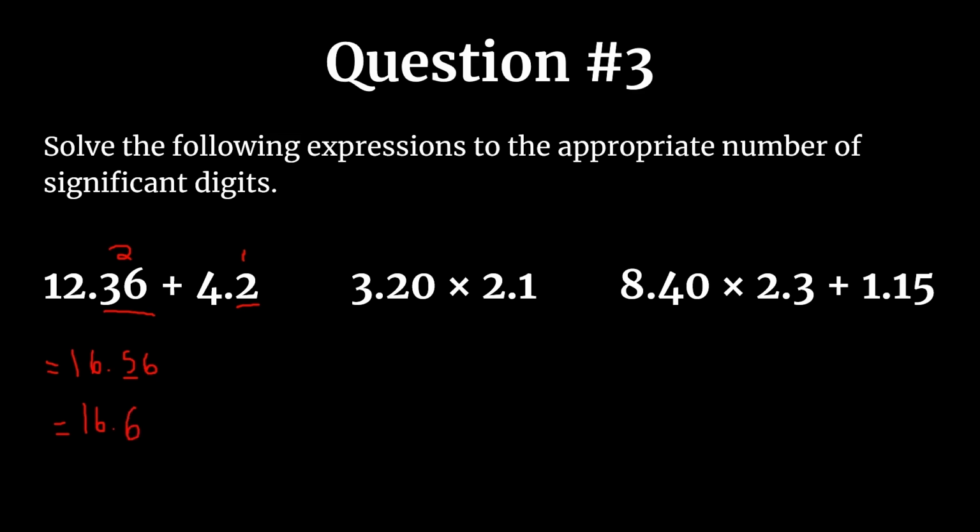In the second expression, we are working with multiplication. The product here is 6.72. Now, when working with multiplication and division, as I mentioned earlier, you round to the least amount of significant digits. 3.20 has 1, 2, 3 significant digits, while 2.1 has only 2 significant digits. And so we round our answer to only 2 significant digits, and because 2 is less than 5, we round down. So our final answer is 6.7.